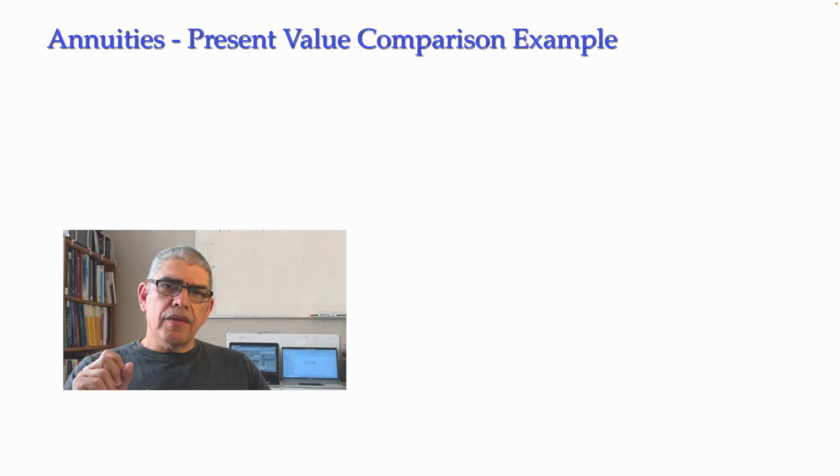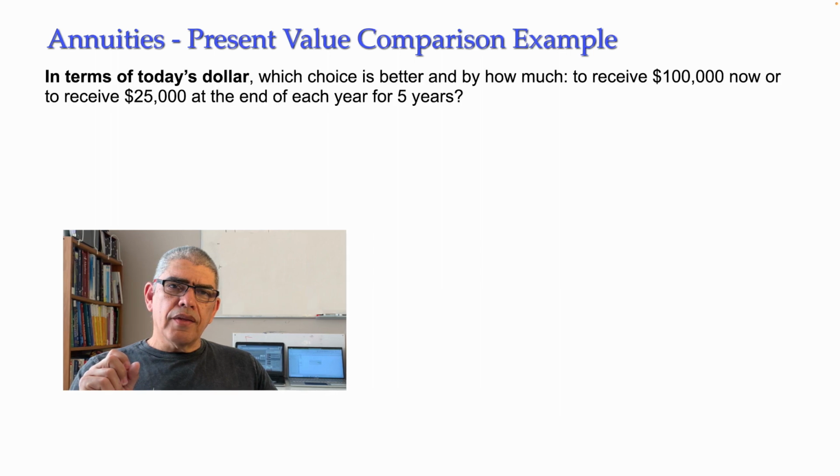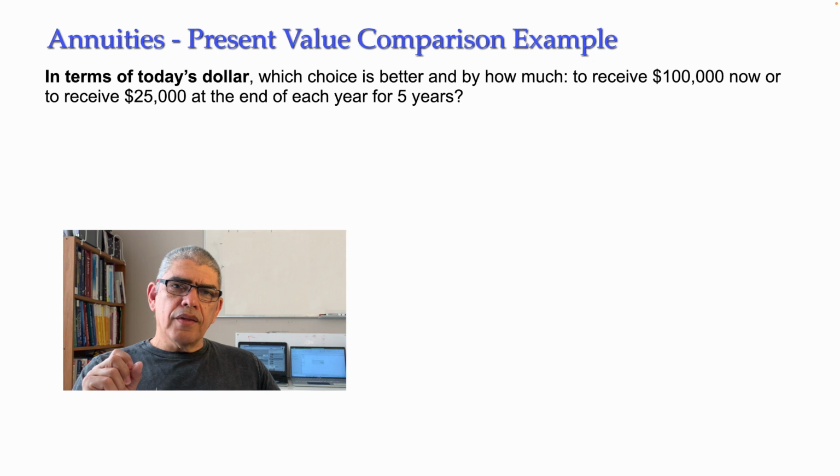Hello students, in the present video I will be showing you how to use the concept of present value to compare different amounts of money that are going to happen in a future time, or different cash flows. I will be using an example for making this explanation. The example is this. In terms of today's dollar, which choice is better and by how much? To receive $100,000 now or to receive $25,000 at the end of each year for 5 years?